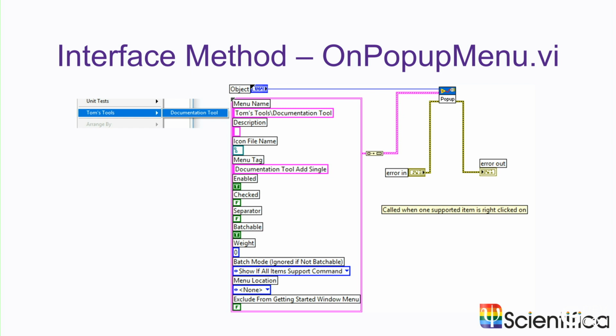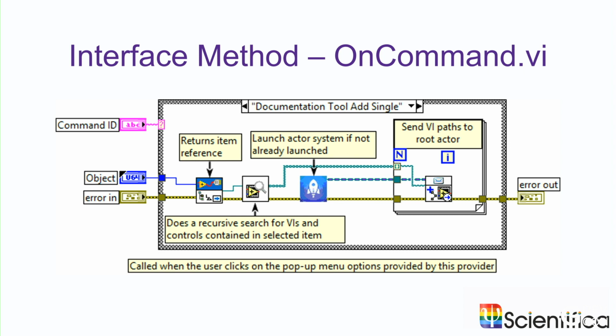For example, to add Tom's Tools documentation tool, that is the menu name. We have a menu tag, so that's how LabVIEW will interpret this menu tag. I've put that as documentation tool add single. And then with these Booleans, you could do things like make it a splitter bar, make the item enabled or disabled, make it checked or not.